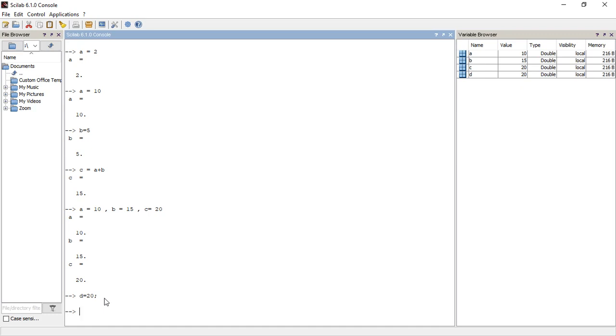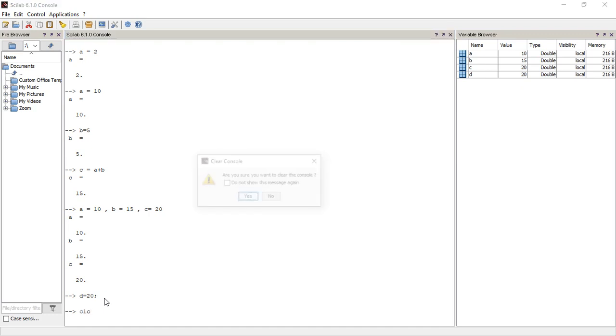Typing a semicolon is useful when the result is known or when the output is very large. If several commands are typed on the same line, the output from any command will not be displayed if a semicolon is typed between the commands instead of a comma. Previously we used a is equal to 10, comma, b is equal to 15, comma, c is equal to 20. When I click enter, it executes the commands one by one: A is 10, B is 15, C is 20.